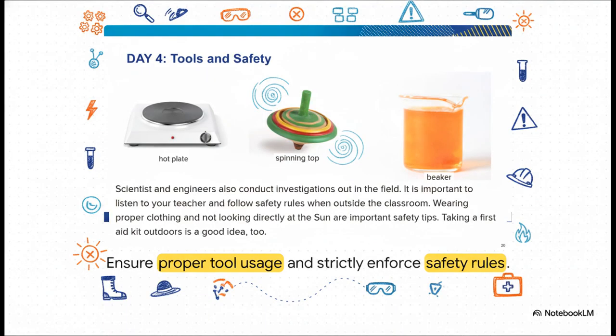As we build up to the hands-on work, Day 4 focuses heavily on tools and safety. You'll be showing them things like hot plates, spinning tops, and beakers. It is absolutely vital to ensure they understand proper usage. You might be thinking, wait, why is a simple spinning top grouped with a hot plate for safety? But consider the kinetic energy. A fast-spinning object can easily ricochet off a table and become an unpredictable projectile right near a child's eyes.